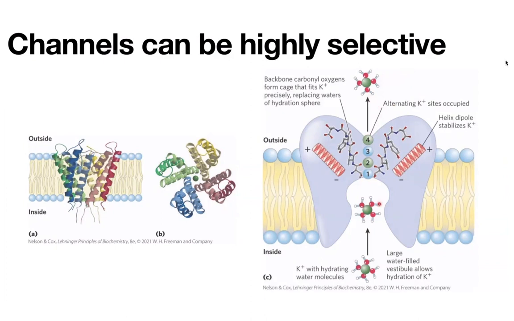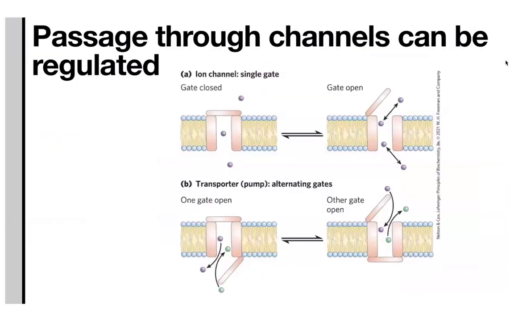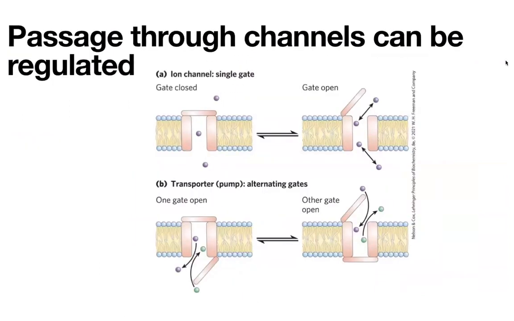Somewhat interestingly, sodium is smaller than potassium, but sodium can't get through this channel because when it's hydrated, it's going to be too big. And when it's not hydrated, it's too small to form these favorable interactions. So this channel is going to be selective for potassium, even though you would think sodium should be able to get through. So cells can be really clever. Proteins are awesome.